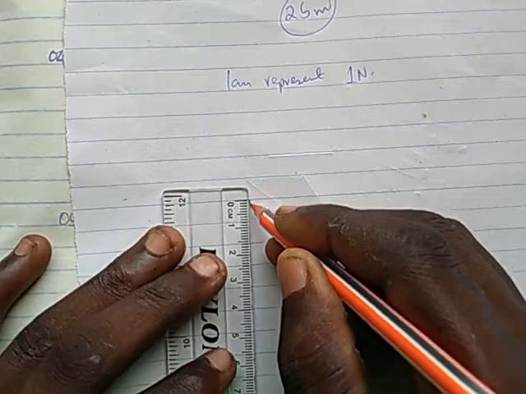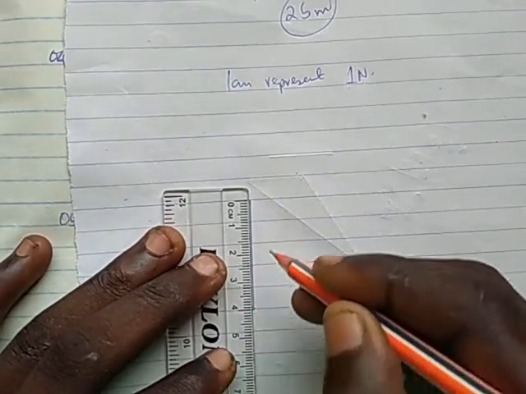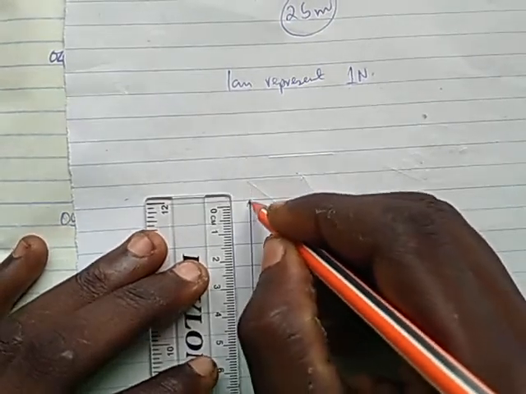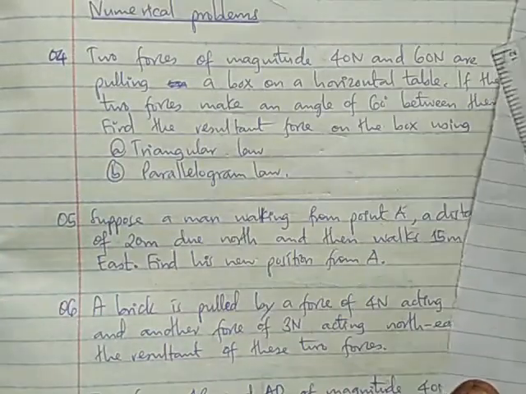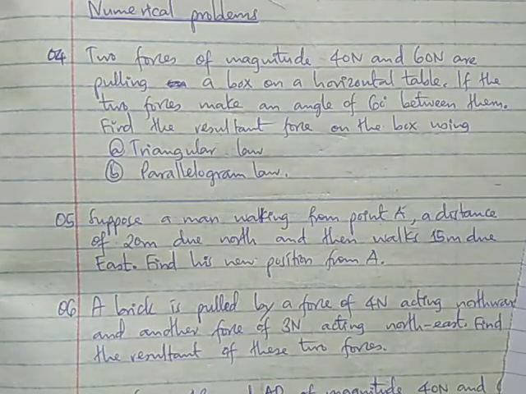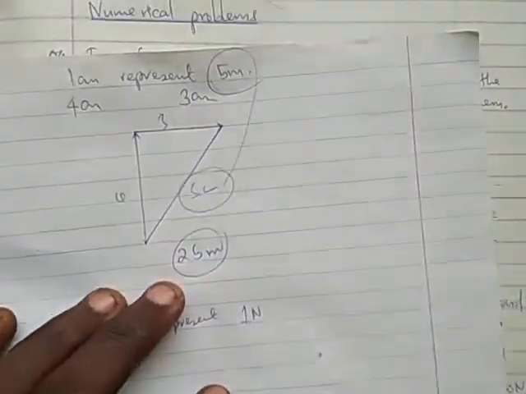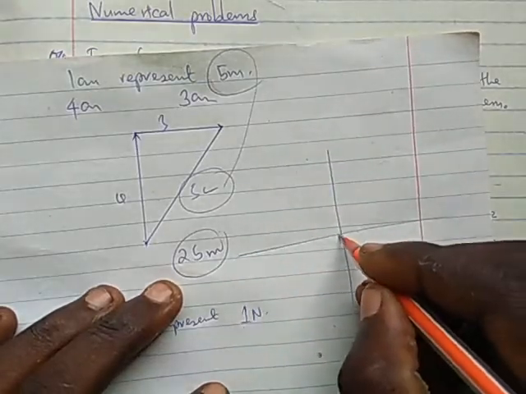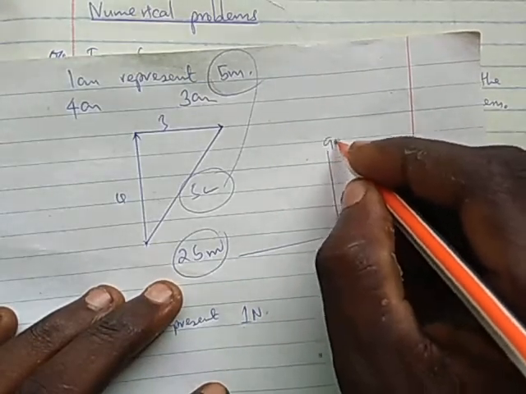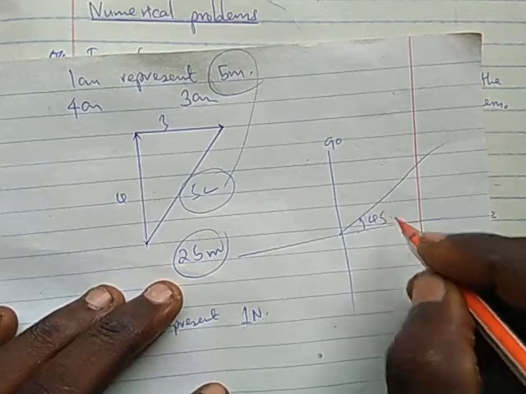Tuko na 4 centimeter kama hivi ambazo zina act kwenda north, lakini pia tumeambiwa mwingine ana pull kwa 3 Newton acting northeast. So tunafahamu northeast, kama tukiweka hivi northeast inakuwa hapa, because here is angle of 90, northeast lazima iwe 45.